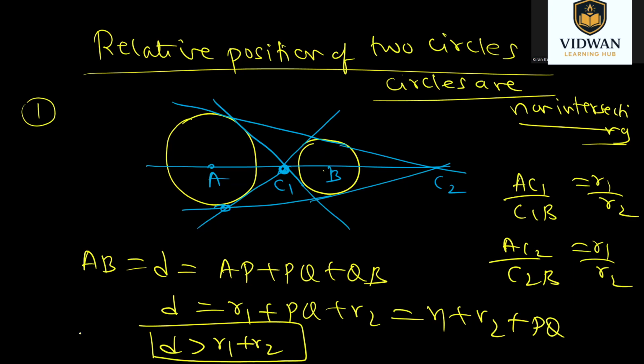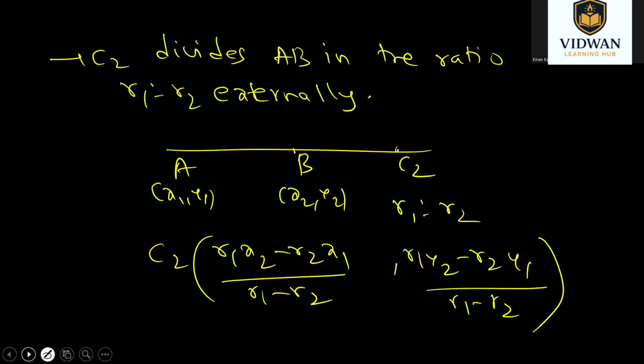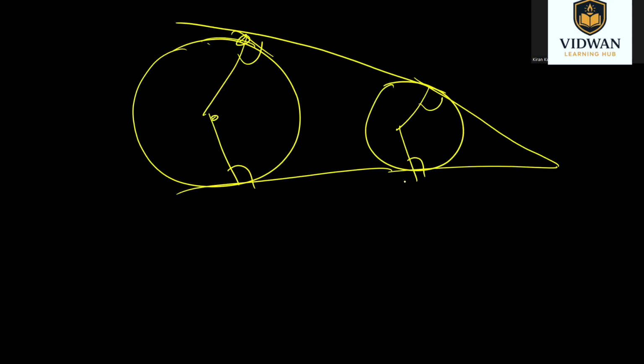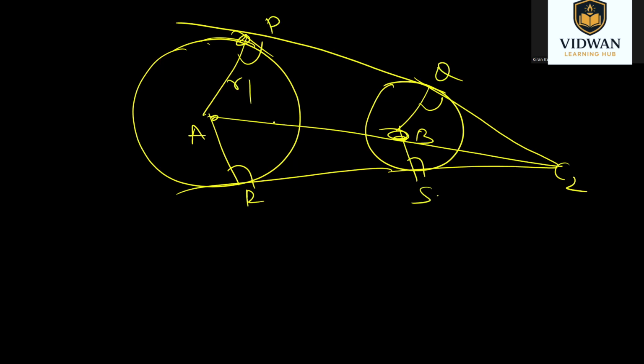So why is this ratio R1 is to R2? If you have to prove it, let me just draw the diagram again. Suppose I'm choosing the direct common tangents, so this is 90, we already know. You join this, these points are collinear. So clearly you observe, if I name this as some PQ and RS, this is R1, this is R2.